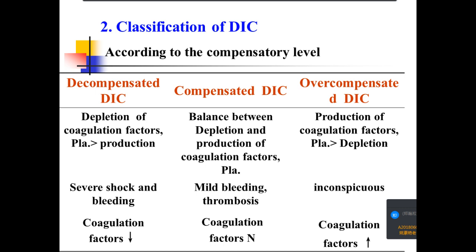Now, overcompensatory DIC: production is more than consumption. There is no compensation and no manifestation. Coagulation factors will increase. It may be the recovery state of DIC. Now, for classification and stages, you might remember the 3 stages. The stages are emphasized. The classification, you know, is okay.